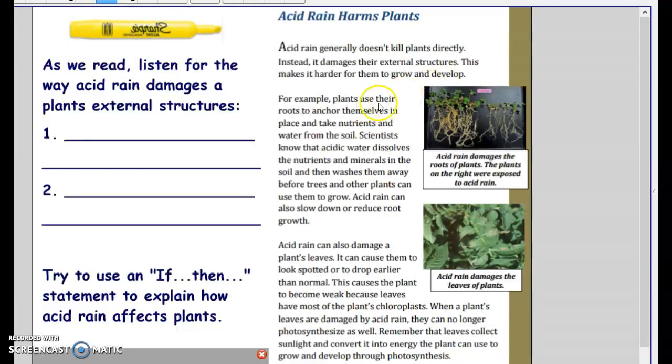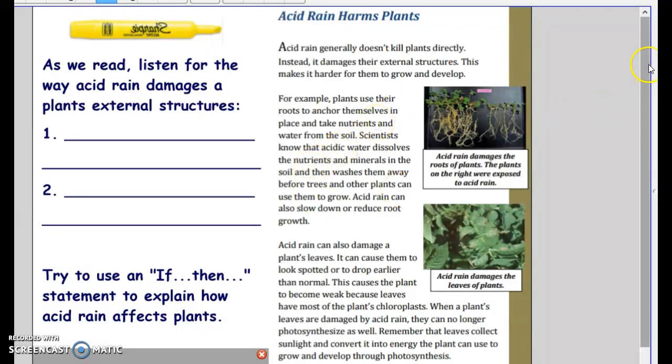For example, plants use their roots to anchor themselves in place and take nutrients and water from the soil. Scientists know that acidic water dissolves the nutrients and minerals in the soil and then washes them away before trees and other plants can use them to grow. Acid rain can also slow down or reduce root growth. We know how important those minerals are.